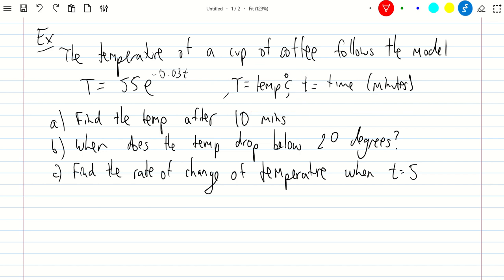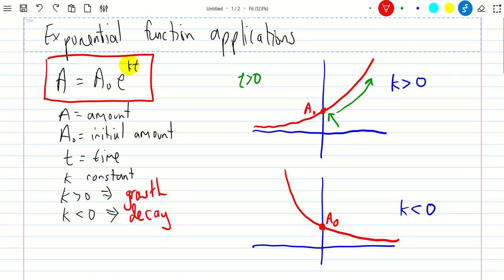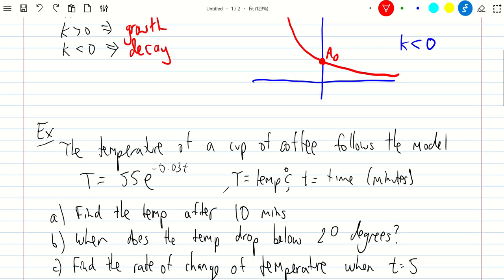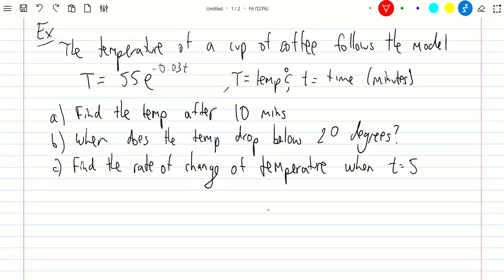Just before we start, remember what we said up here. We said that A naught is the initial amount. So if we look at this question here, that 55 there is the initial amount. That's where it starts off. If you think about it, if we put 0 into here, you're going to get e to the power of 0. So that's all just going to equal 1. So the initial temperature is going to be 55. That's where it starts off.